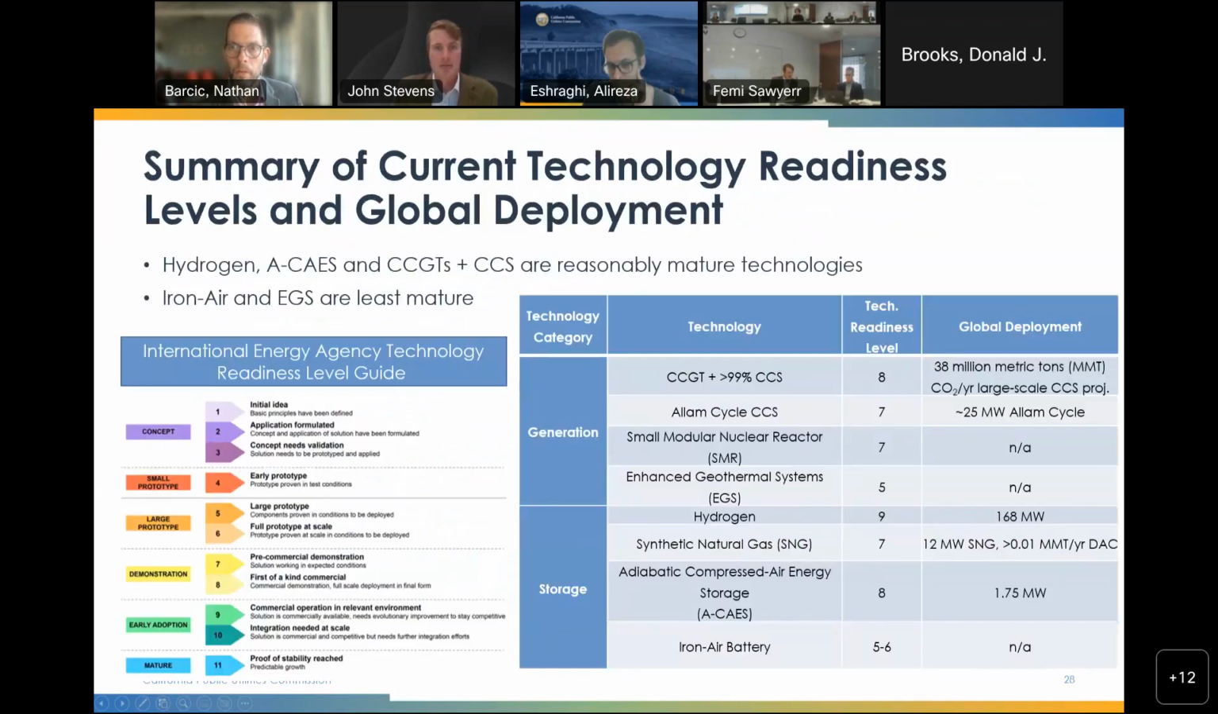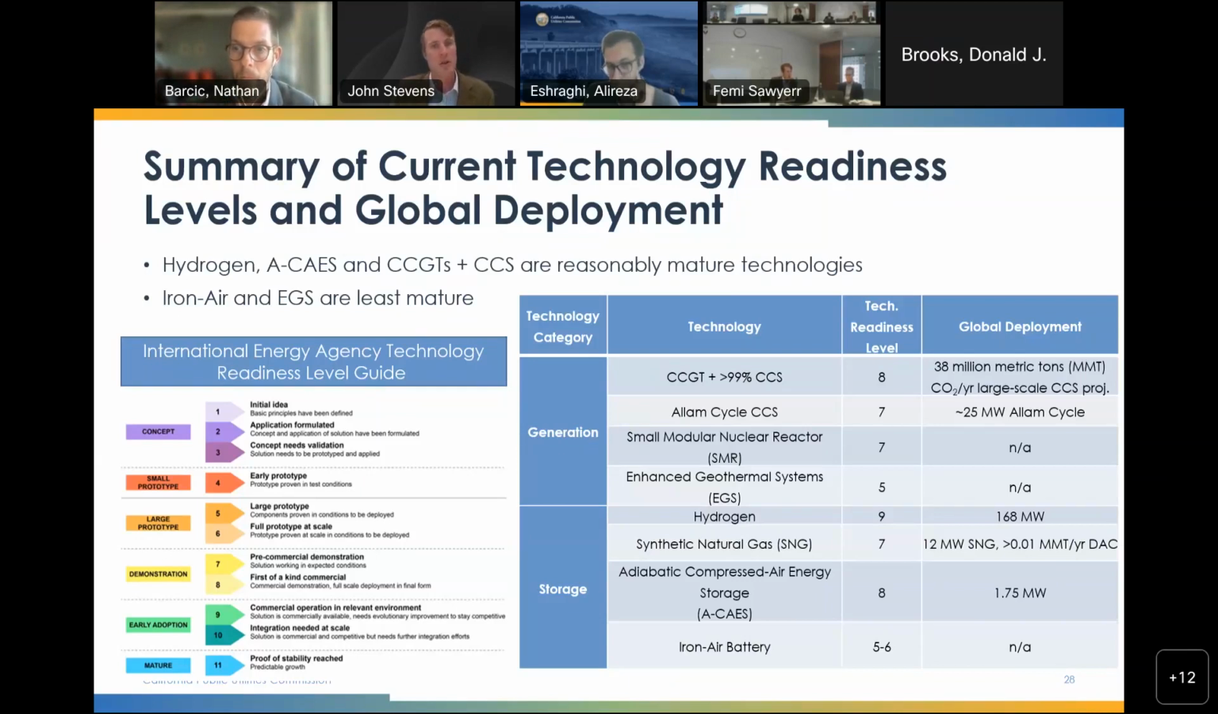So at a high level, this summarizes some of the information here, and you can see each of these technologies is listed in this table on the right, along with technology readiness levels, a higher number being closer to completely ready, and some estimates of global deployments. And so again, the idea here was to choose technologies that were reasonably mature, in other words, with a technology readiness level, as defined by the International Energy Agency, above 5.